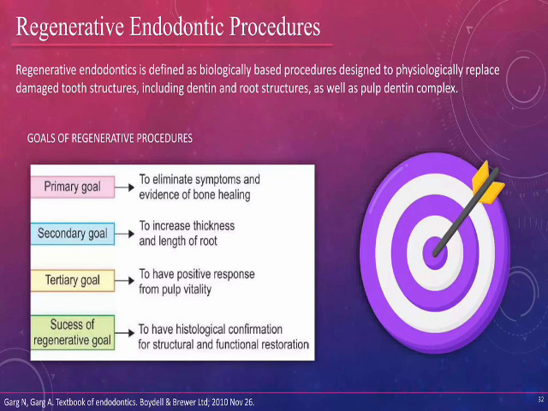Regenerative endodontics is defined as a biologically based procedure designed to physiologically replace damaged root structure, including the dentin-root structures as well as the pulp-dentin complex. The primary goal is to eliminate the symptoms and show evidence of bone healing. The secondary goal is to increase the thickness and length of the root. The tertiary goal is to have a positive response from pulp vitality. The success of regeneration requires histological confirmation of structural and functional restoration.